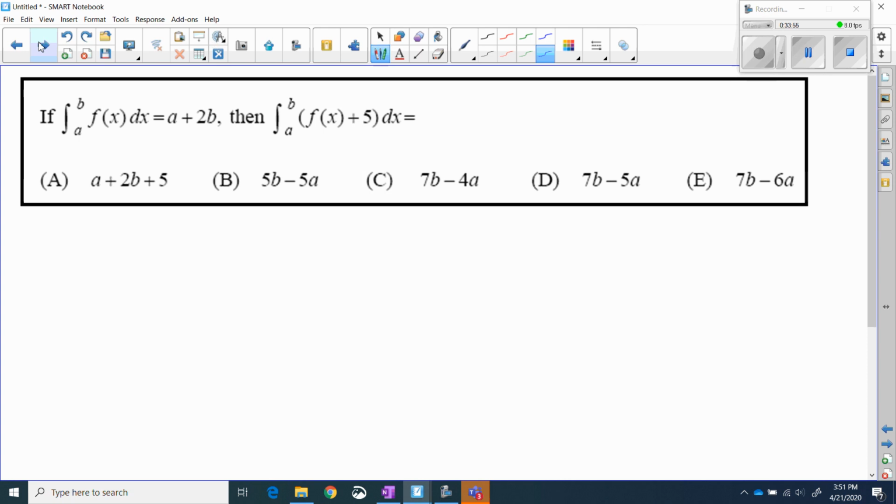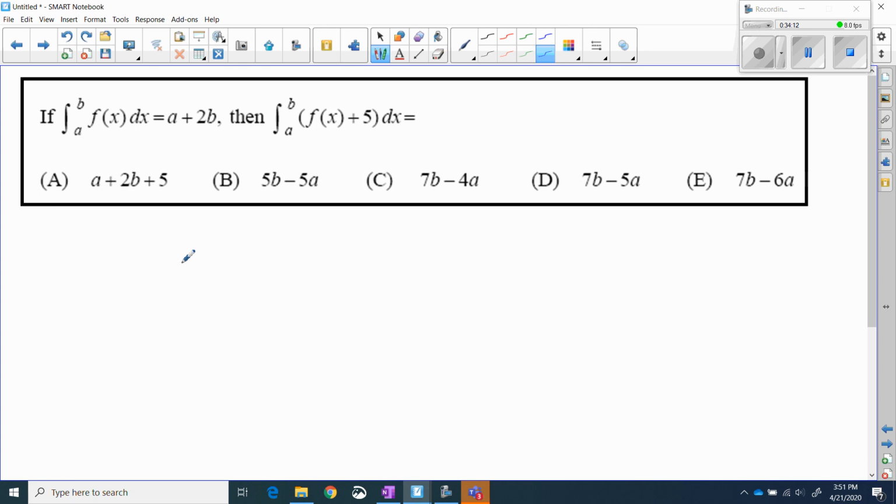Second multiple choice, it's giving you the integral from a to b of f of x dx, and it's telling you that that is equal to a plus 2b. Now, this is not Leibniz notation. It's just using integration notation. But again, part of this section is being comfortable working with integral notation.